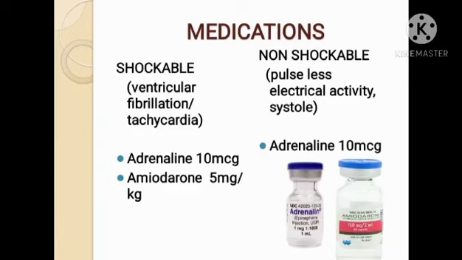Medication which are administered during CPR. For shockable rhythm, adrenaline 10 microgram per kg of body weight, amiodarone 5 mg per kg of body weight, and in non-shockable rhythm, adrenaline 10 microgram per kg of body weight. These medicines are given intravenously to the patient.